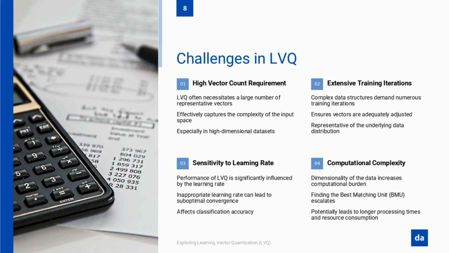Another challenge? Extensive training iterations. Unlike KNN, which just memorizes data, LVQ has to train and refine its representative vectors through multiple passes. This means you can't just plug in data and expect instant results. You need patience and fine-tuning. But here's the upside. Once trained, LVQ is lightning fast. The effort you put into training pays off with rapid classification speeds down the line.